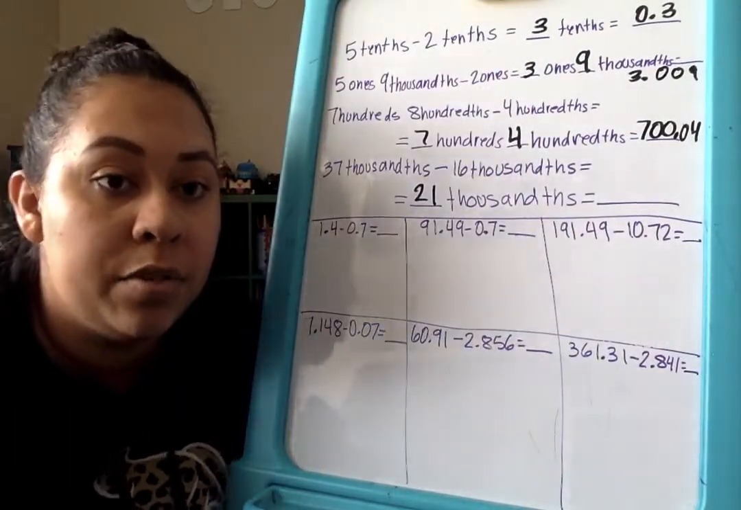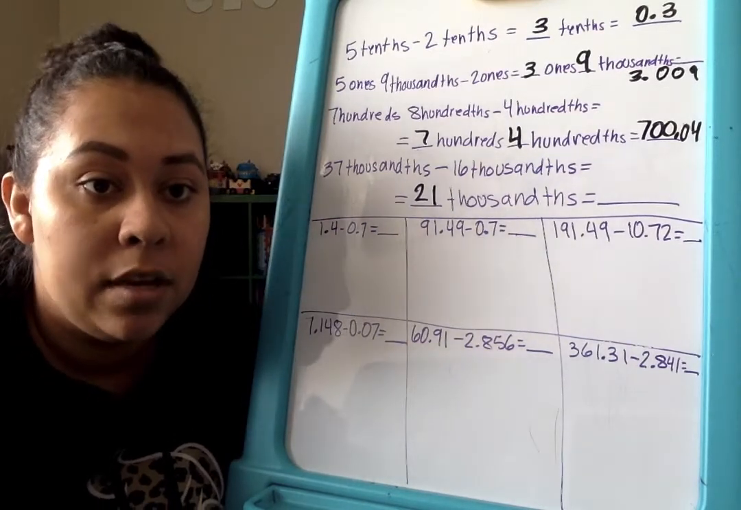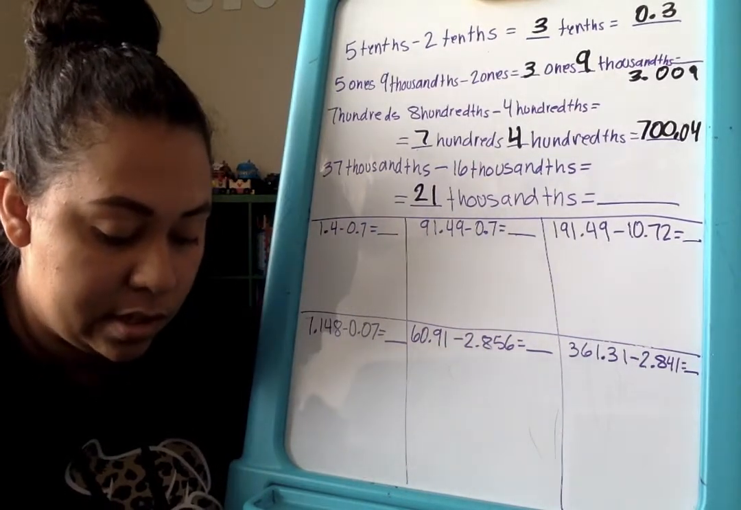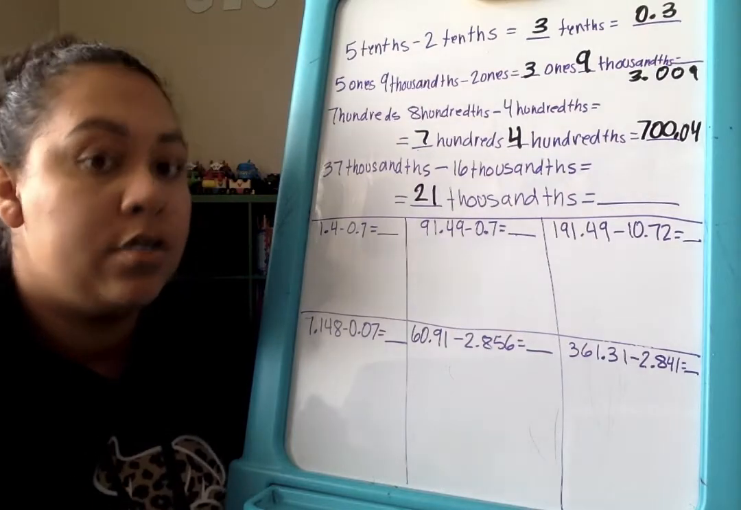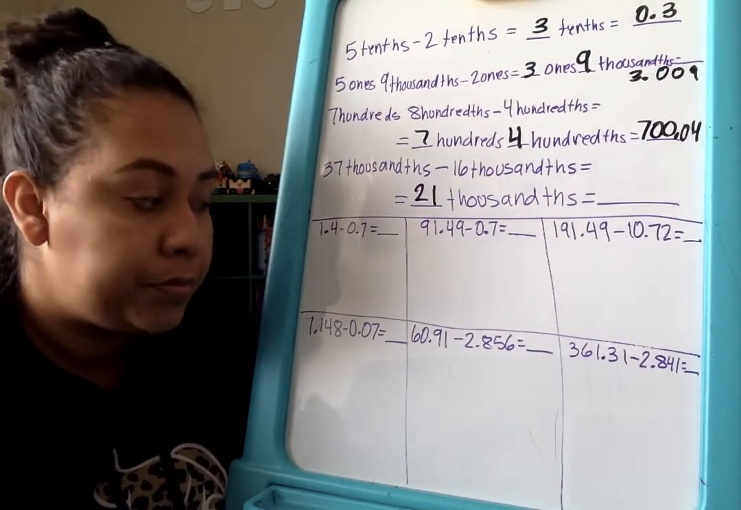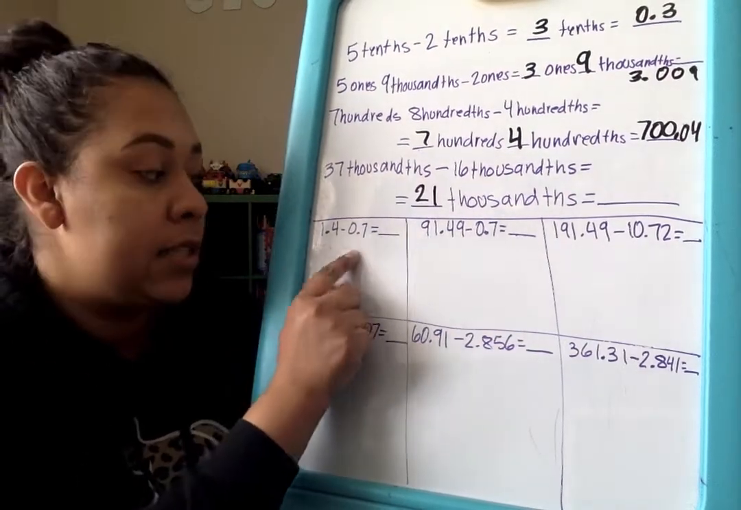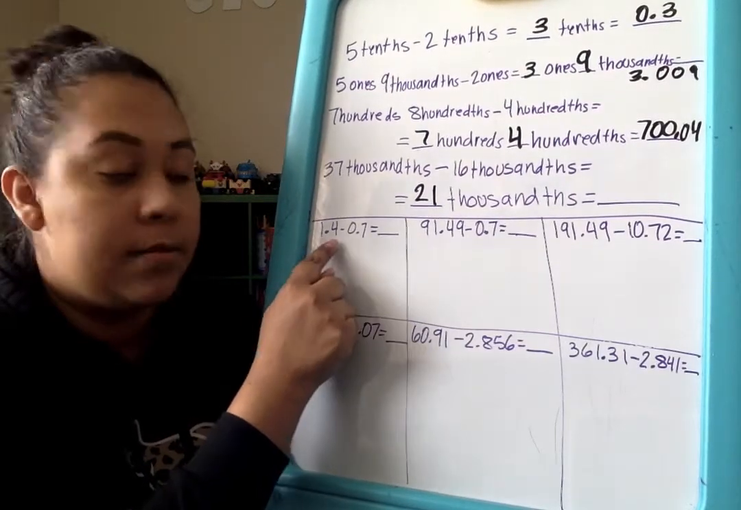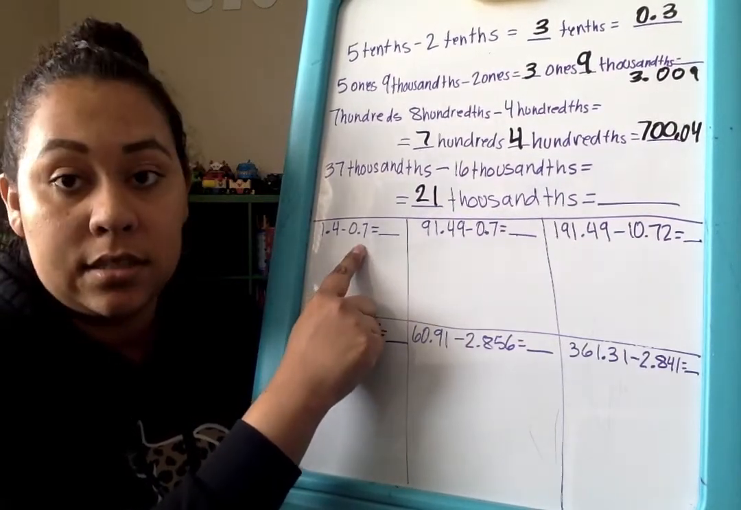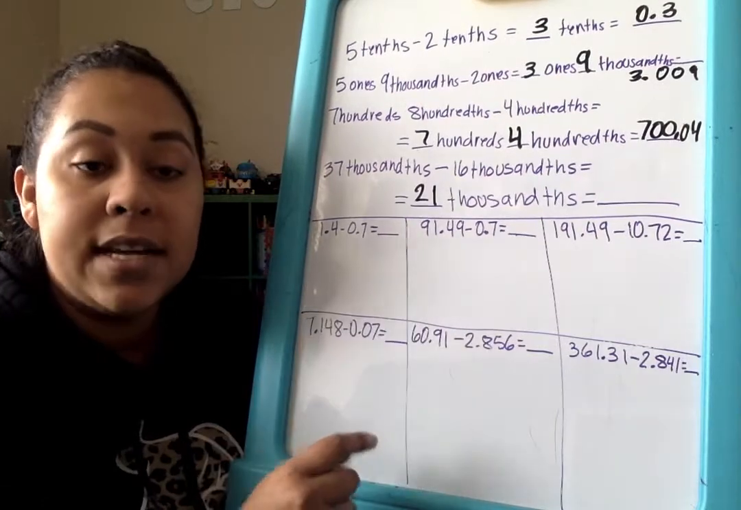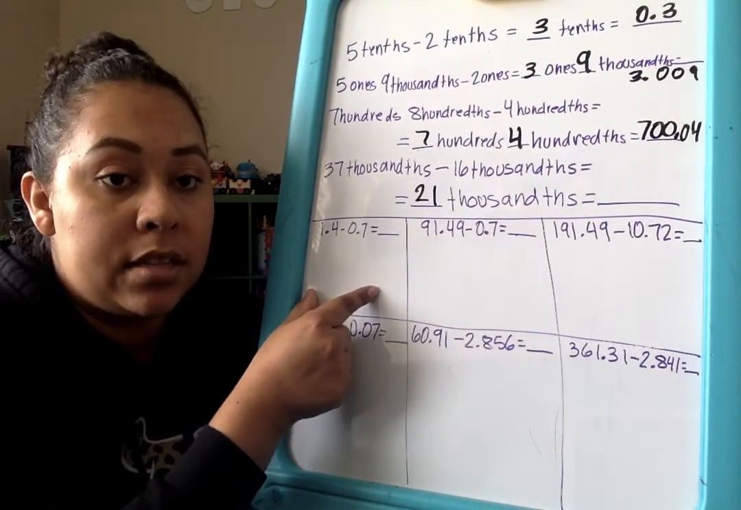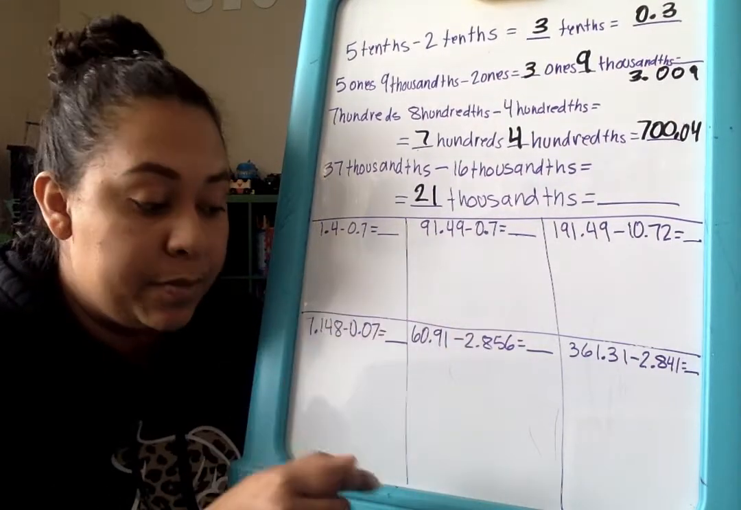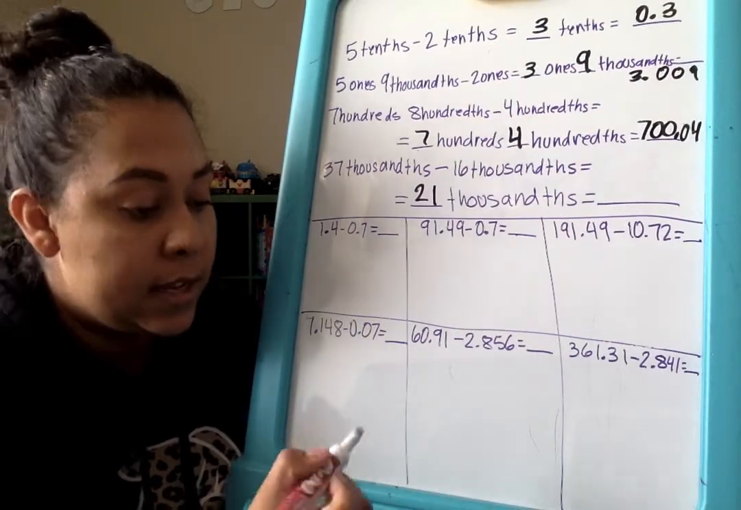You can if you want, but we do not need to because now we're just using the standard algorithm, which is a little bit faster if you understand how to do it on your own. So now your problem looks like this. 1 and 4 tenths minus 7 tenths equals blank. What I did is I went in and I wrote in the standard algorithm for you. I lined up your place values for you. So it should look like this.